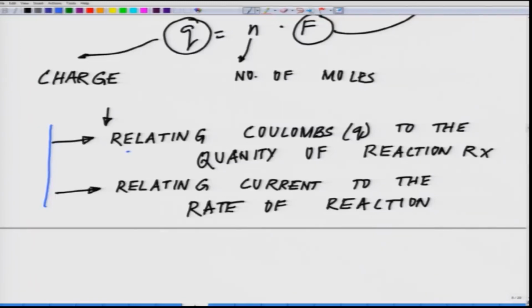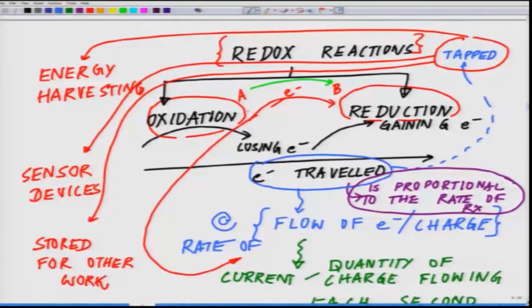What I said, relating coulombs, in other words charges, to the quantity of reaction. Why is this important? Because if we go back to the basic concepts, when there is a reaction taking place like this, there are electrons which are traveling. If the electrons are traveling across it, that essentially means there is some form of a charge transfer which is taking place, and this charge transfer is proportional to the rate of the reaction. Okay. So, there is a charge transfer. Now, in the light of this, this charge transfer is directly proportional to the rate of the reaction.